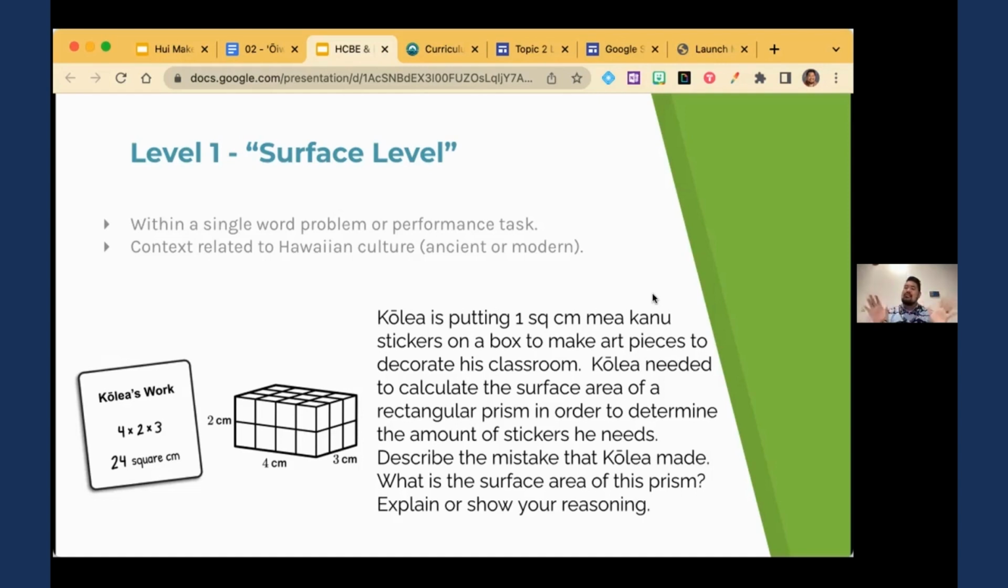So you touch upon the culture, which is fine. It helps the kids see themselves in the problem. Totally fine. One thing I really, really want to point out is context related to Hawaiian culture, ancient or modern. Yeah, we all live as Hawaiians today. So what are the problems that Hawaiians face today? This is at surface level 1.